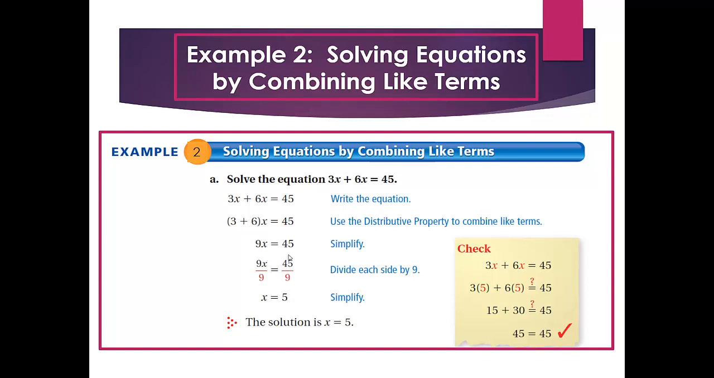And then we'll solve this equation by dividing each side by 9. Since we're multiplying by 9 in the problem, the opposite would be to divide. When we divide each side by 9, we get x equals 5.